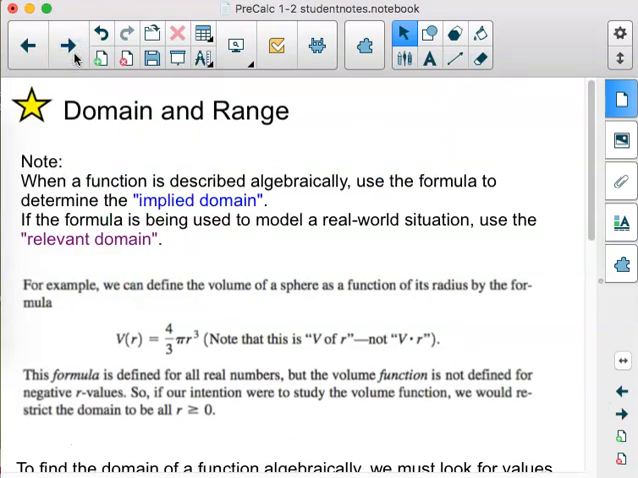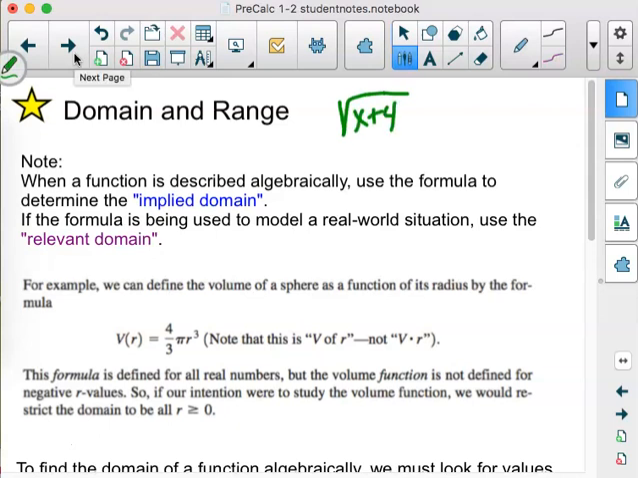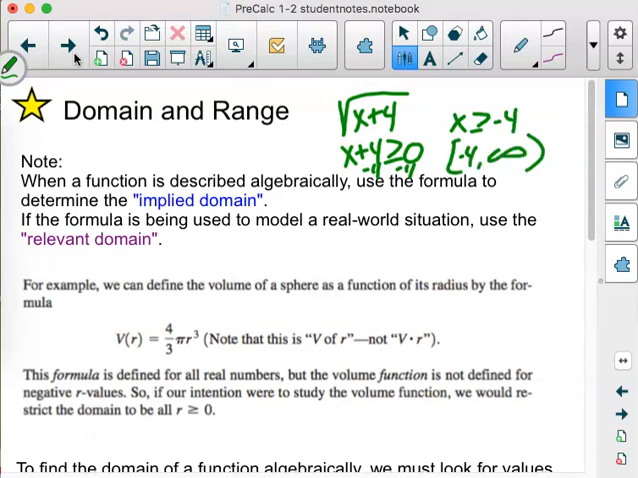Now, domain and range. Note, when a function is described algebraically, use the formula to determine the implied domain. So that means we're just using the math. We're trying to figure out what can we use here. For instance, if we have the square root of x plus 4, we realize that, well, I can use 0, and I can use any positives when I have to find square roots to stay in the real number system. So I would subtract 4 from both sides, and x would be greater than or equal to negative 4. So negative 4 to infinity. Now that's the implied domain.